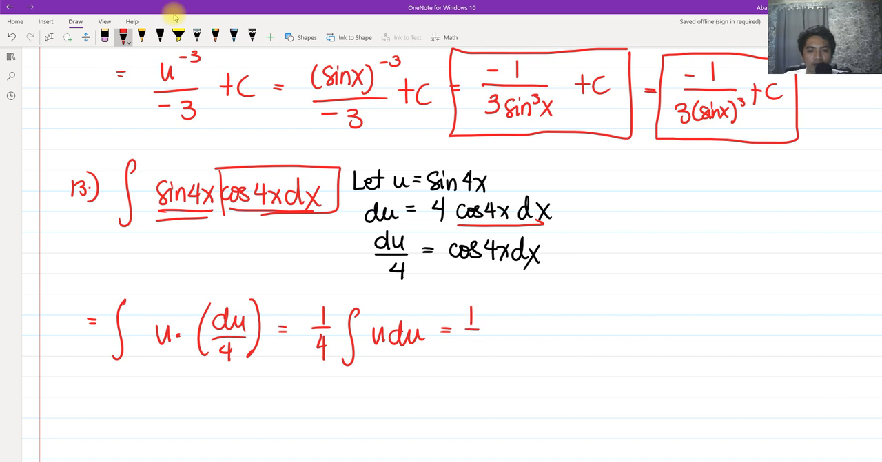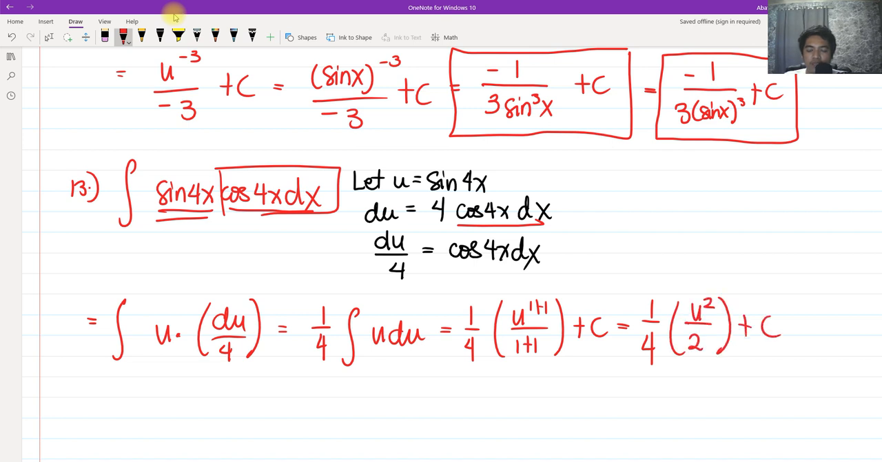So we integrate that. So we have u raised to 1 plus 1 all over 1 plus 1, and then we have plus c. So that we have 1 all over 4, and then we have u squared all over 2 plus c. But take note that our u is sine 4x. So we need to substitute it back.